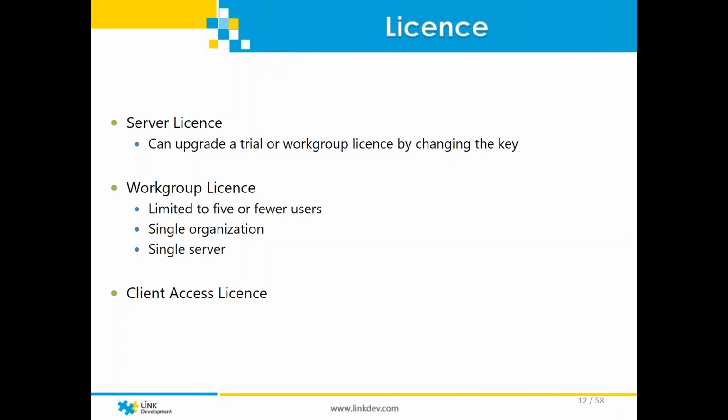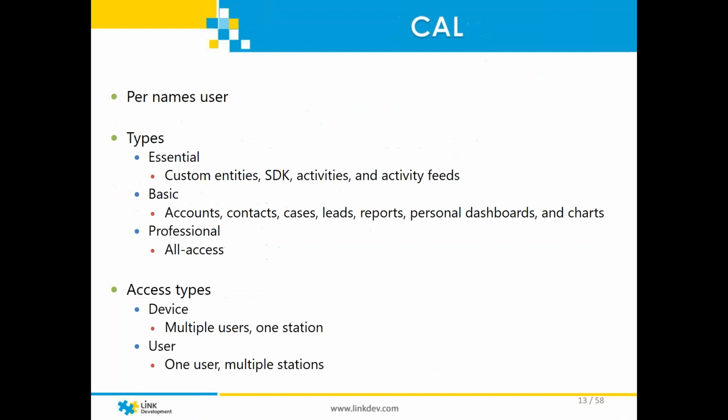And then there is a client access license. The client access license is called the CAL for short, and it's per named user. It's per named user, which means that, let's say I'm Ahmed, and I have a colleague called Mohammed. If we both have to access CRM, I have to have my own license, and he has to have his own license.